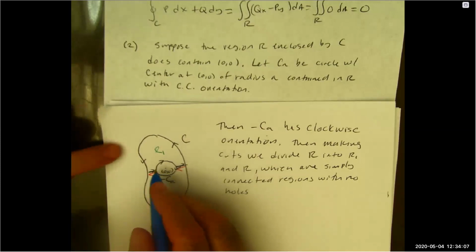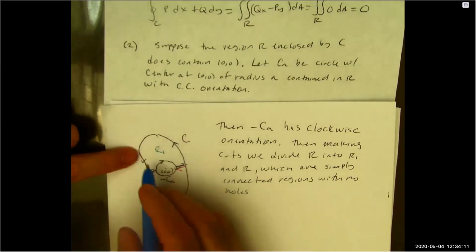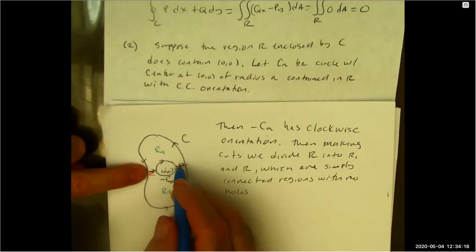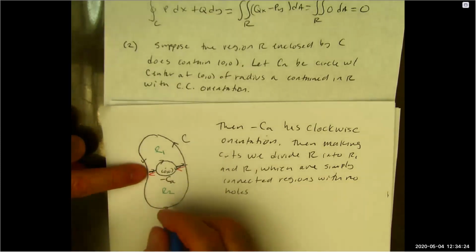And so to go around R1, you'd have this upper boundary curve followed by the first cut, maybe L1 here, and then this upper part up here. And then on this part, you'd have the other cut. So you'd have a counterclockwise orientation around the boundary of R1.